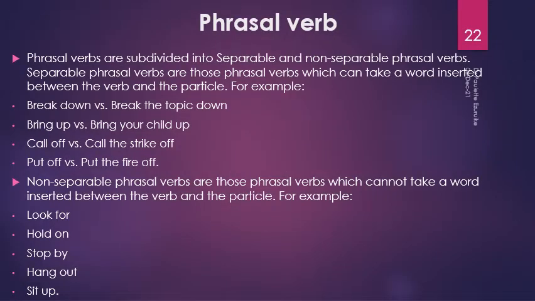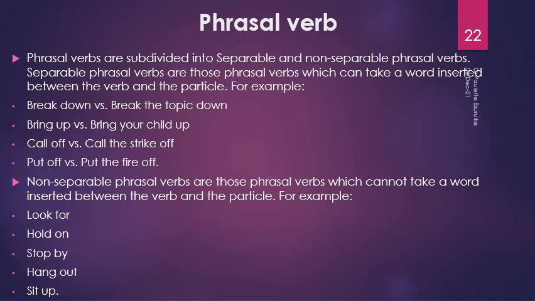Phrasal verbs are subdivided into separable and non-separable phrasal verbs. By separable phrasal verb, we mean those phrasal verbs which can take a word inserted between the verb and the particle. For example, break down. Break down is a phrasal verb where we have break and down. Now this phrase, break down, can be separated with a noun or a noun phrase. So we can have an expression like break the topic down. So this is an example of a separable phrasal verb.